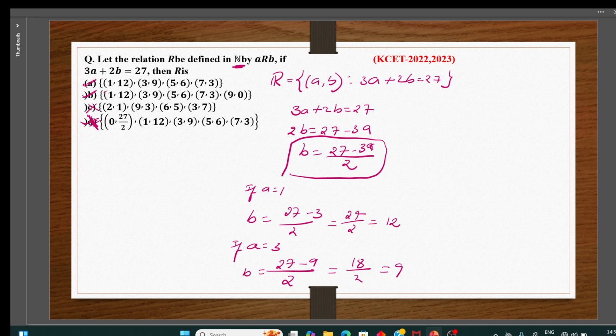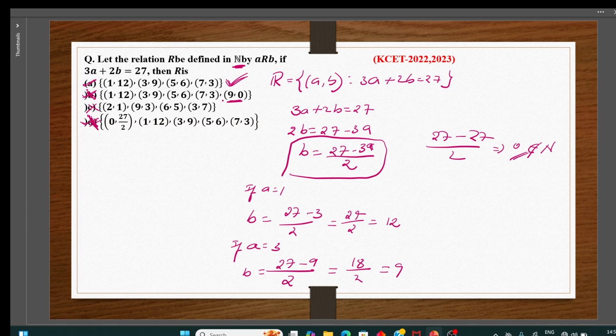So remaining only A and B are there. In that A and B, (1, 12) we get, (3, 9) also we get. Now check (5, 6) and (7, 3) also is there. Directly now go to (9, 0). So (9, 0) means here 0 is not in natural numbers. Clear? Once you check 27 - 9 threes is 27, 0/2, 0 by anything you will get 0, but 0 does not belong to natural numbers. So option B is also deleted. What is the remaining answer? Option A is the remaining answer.